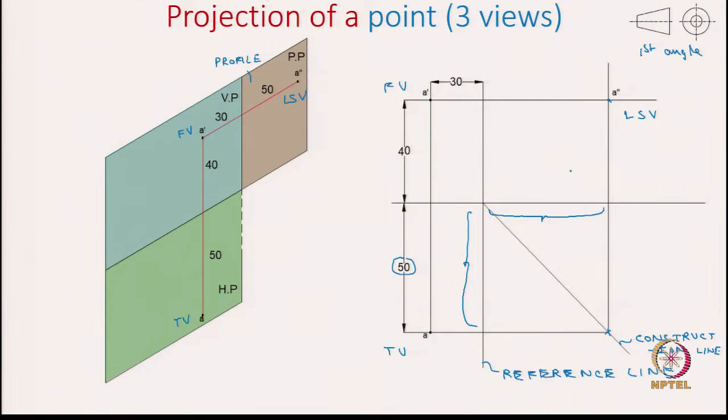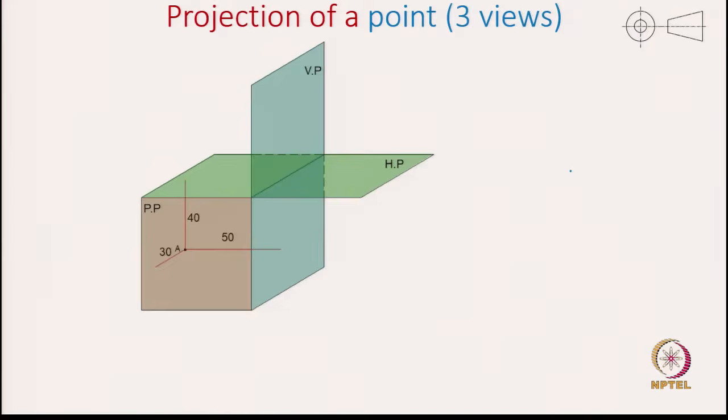Now, let us quickly look at how we do the same projection of a point in the third angle projections. So, now we have this point which is placed at a distance of 30, 40 and 50 from the three projection planes. Now, let us capture the three views. So, we have captured here the top view, front view and the side view. A double prime is for the side view.